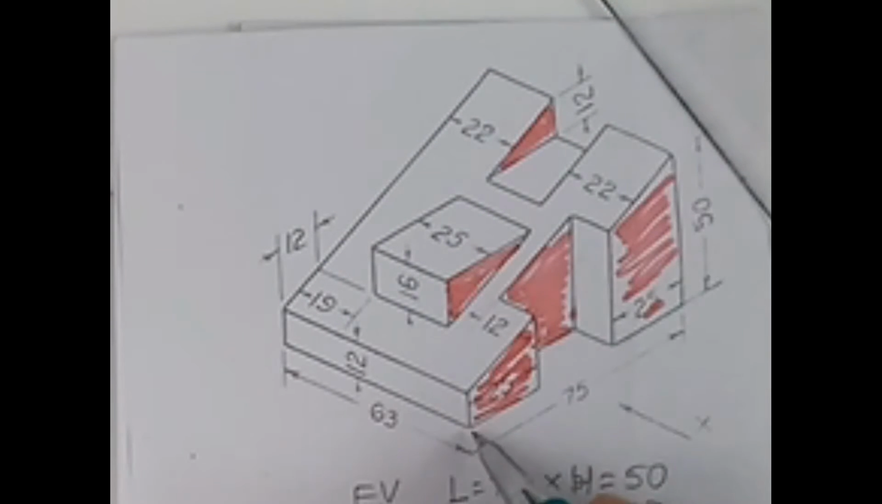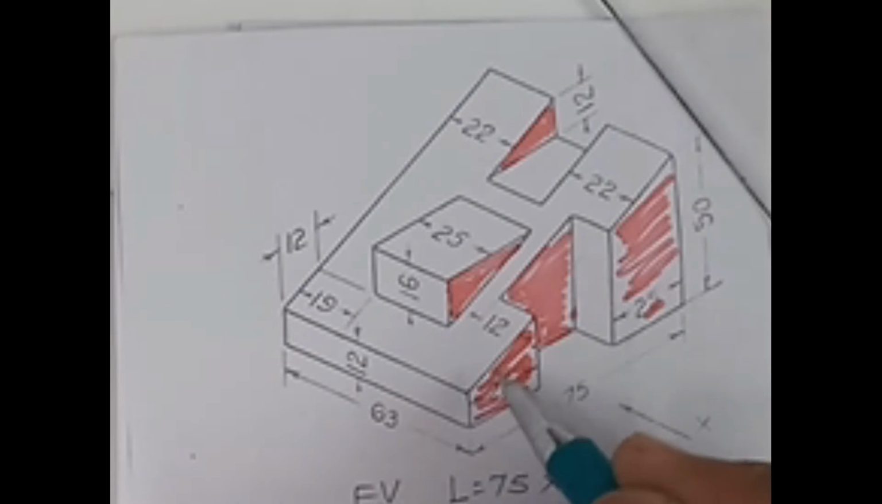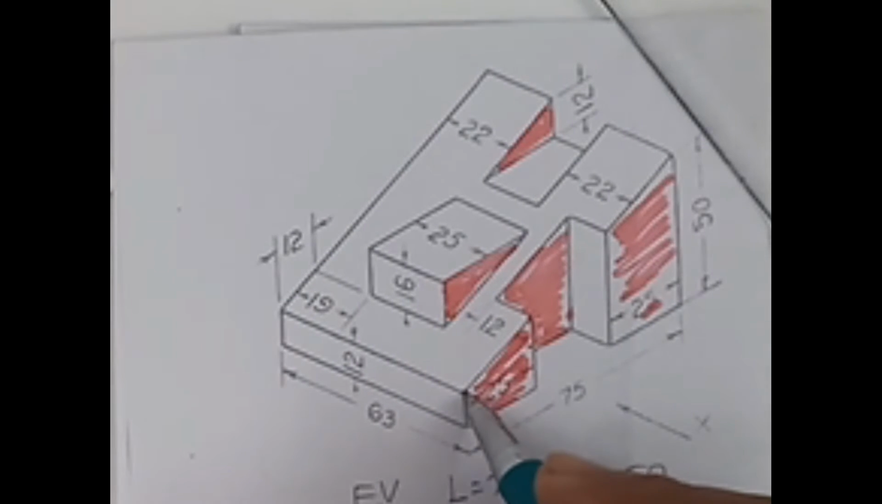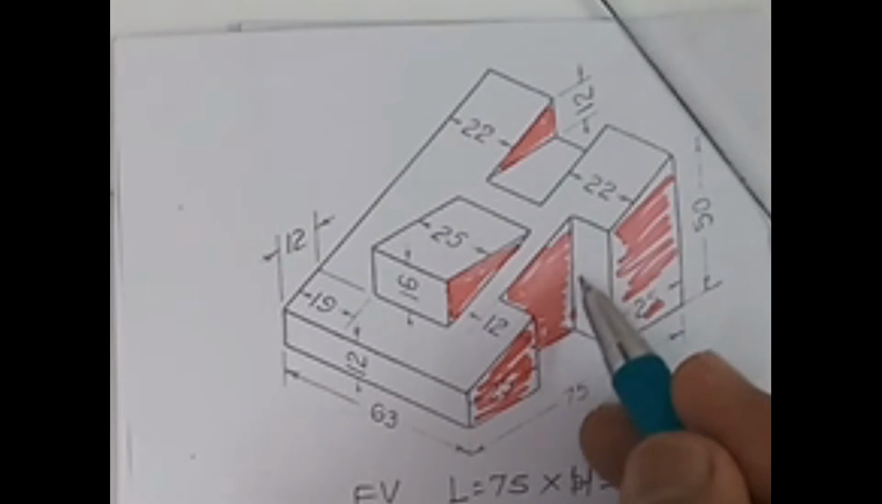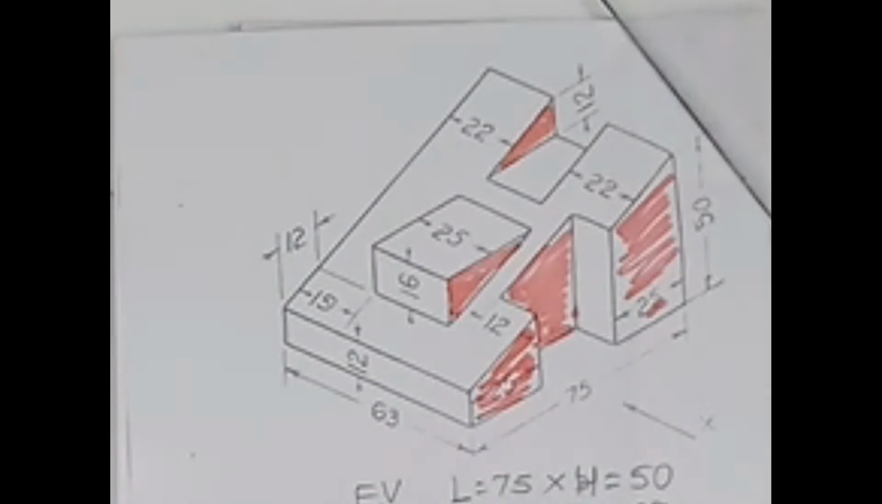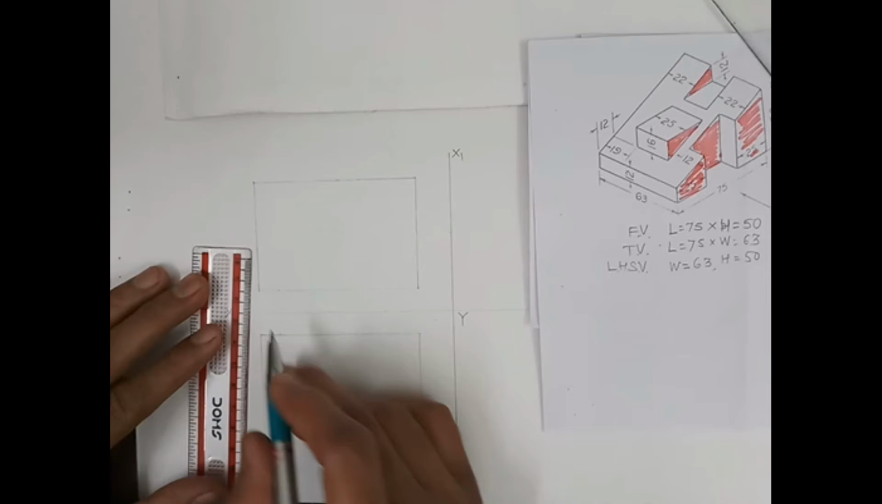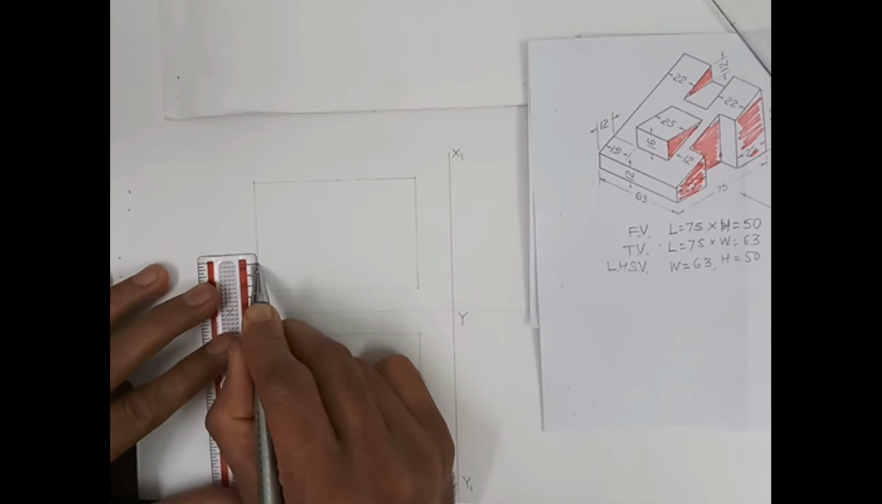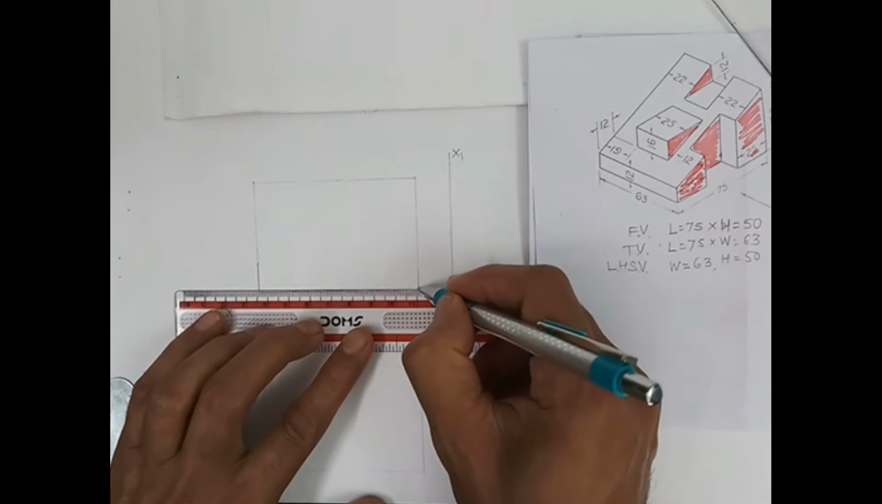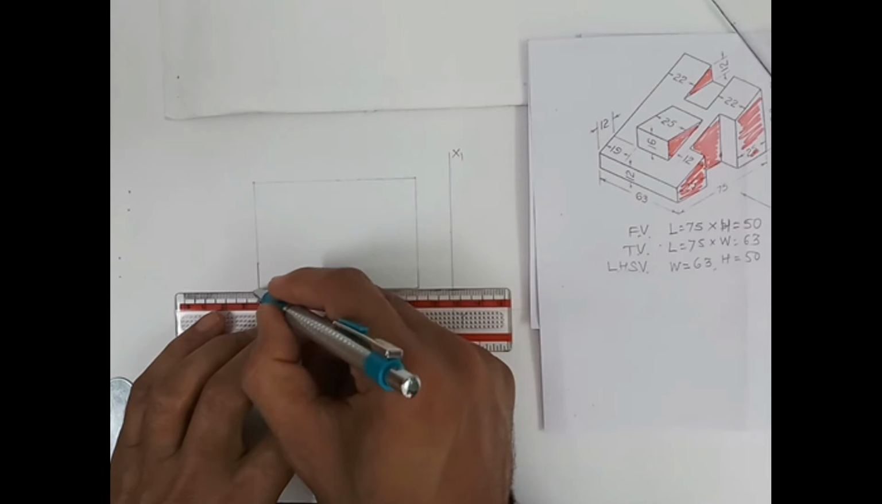Then this vertical edge and this vertical edge will be seen in the front view. As we see, we don't know the slope of this part. But if you join this point with this point, then you will get the slope of this inclined surface. So first locate that point at a distance of 12 mm from the bottom. So this point is located, and then draw this bottommost edge.